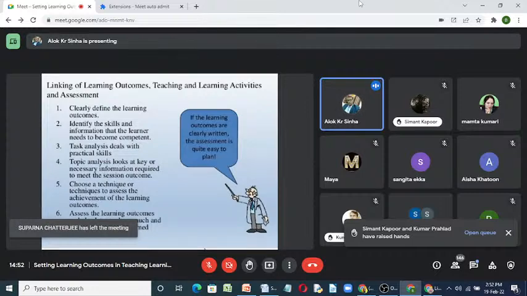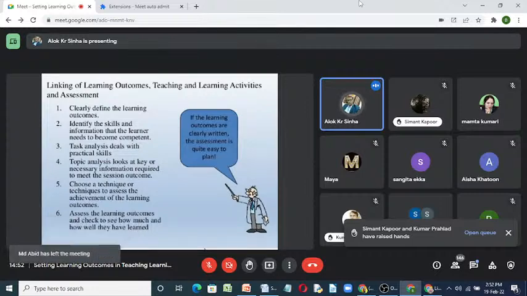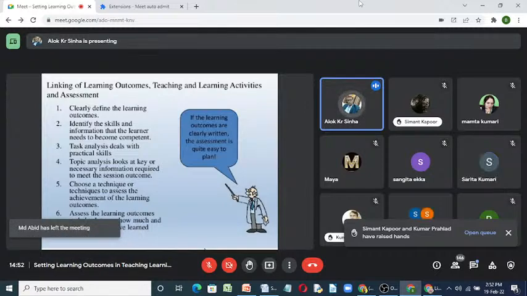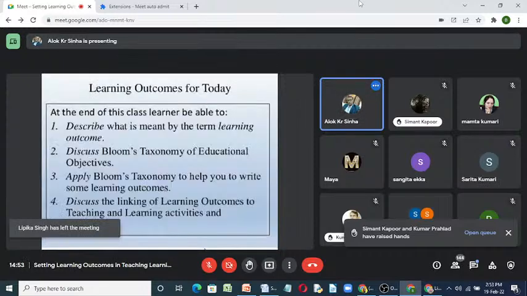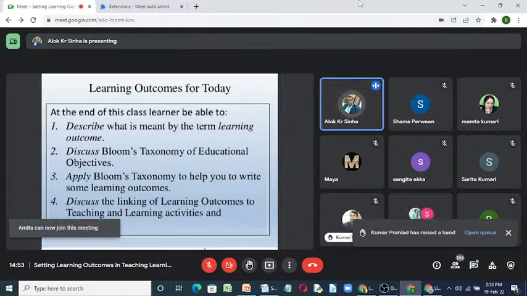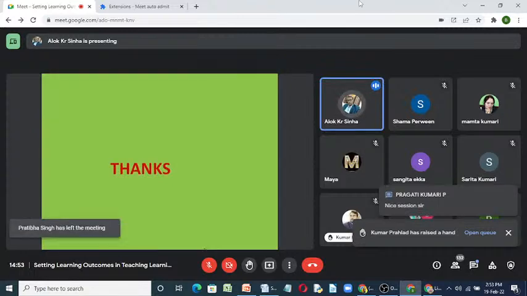In short, if the learning outcomes are clearly written, the assessment is quite easy to plan. If you want to assess things, you must write learning outcomes clearly. The learning outcomes for today: at the end of this class, you will be able to describe what is meant by a learning outcome, discuss Bloom's taxonomy of educational objectives, and apply Bloom's taxonomy to help you write some learning outcomes. The fourth is to discuss the linking of learning outcomes to teaching and learning activities and assessment. So thank you all.